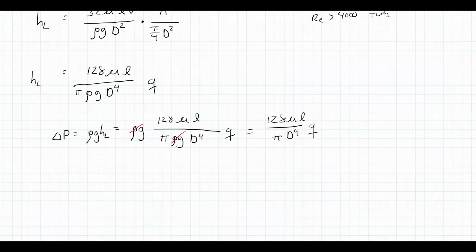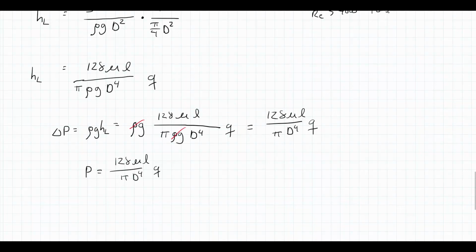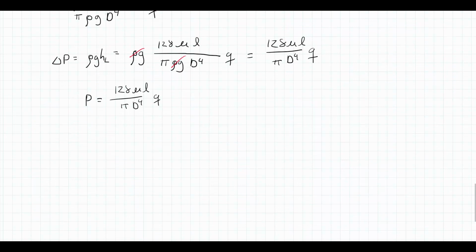I'm going to drop that delta because we know we're talking about the change in pressure technically, and that Q is technically the change in volumetric flow. So P is 128 mu L over pi d to the 4th times Q. Now we're at the point where I have a P, I have a Q, I am ready to do a Laplace transform. So P goes to fancy P, it's now a function of s. 128 is constant, the dynamic viscosity is constant, the length of the pipe is constant, pi is a constant, and the diameter is not changing, and little q is going to go to capital Q.